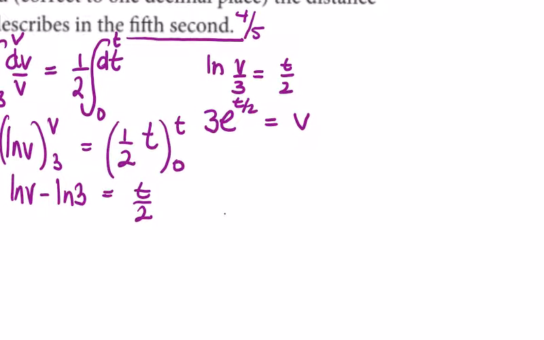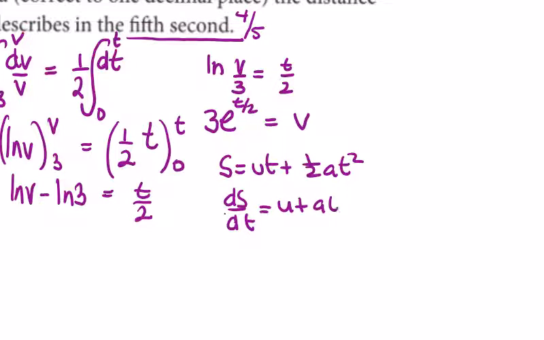So now let's look at the relationship between distance and time. s is equal to ut plus a half at squared. You know this anyway. ds/dt is going to be equal to velocity. ds/dt is equal to u plus at, twice a half, reduce the power. And we know that's equal to velocity. So now we have ds/dt is equal to 3e to the power of t over 2.